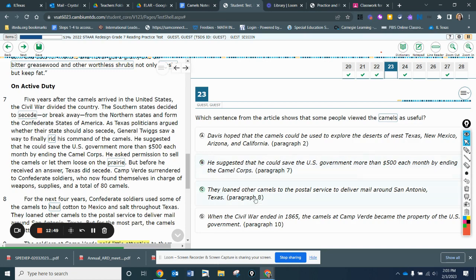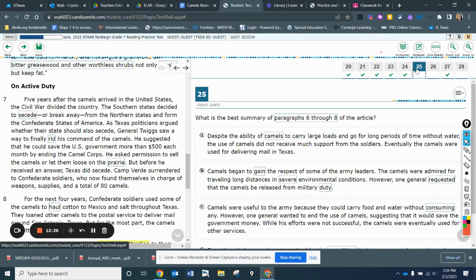Let's look at C. They loaned other camels to the Postal Service to deliver mail around San Antonio, Texas. Okay, so that one's looking pretty good because if they're loaning camels to do a service, then they think the camels are useful. Otherwise, they wouldn't loan them to do a service. So I'm looking at C going, hey, that one's pretty good. D. When the Civil War ended in 1865, the camels at Camp Verde became the property of the U.S. government. That has nothing to do with them being useful. They just became property. So the only one where they're being useful is C. That one's easy too.